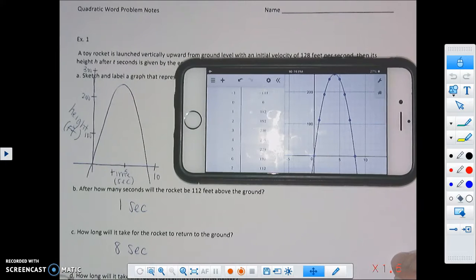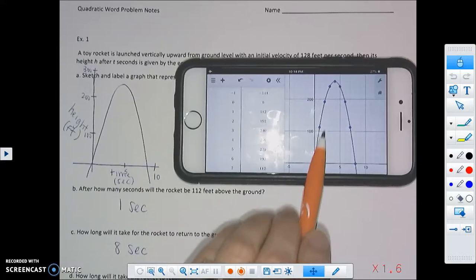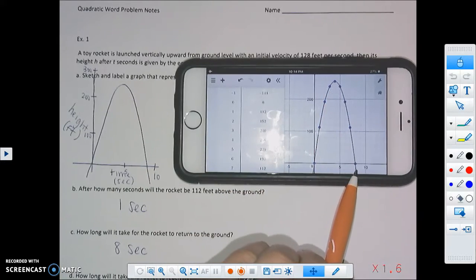Now it says, how long will it take the rocket to reach its maximum height? Okay, we're talking again about this rocket. It's being launched, it's going up, hitting this highest point, and then coming back down to hit the ground.